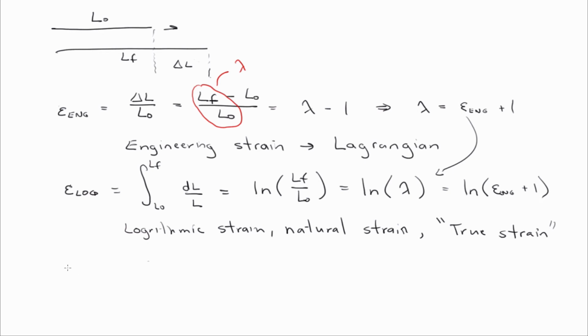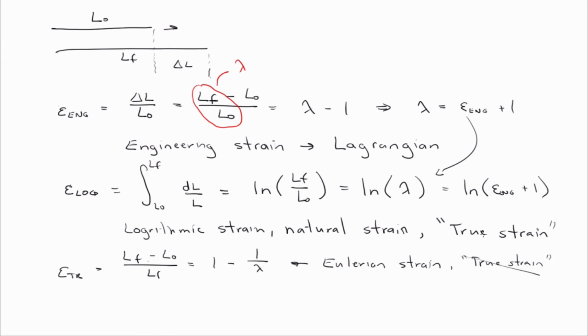Okay, so there's another measure that you might call true strain, and that is the final length minus the original length over the final length. And in terms of the stretch ratio, it's this equation. And we call this guy the Eulerian strain. Or sometimes it's also known as the true strain. So because of this conflicting definition, I just prefer to not use that term. Just call it the Eulerian strain. And again, it makes sense because just like Lagrangian was with respect to the original or undeformed configuration, Eulerian then is with respect to the final deformed configuration.